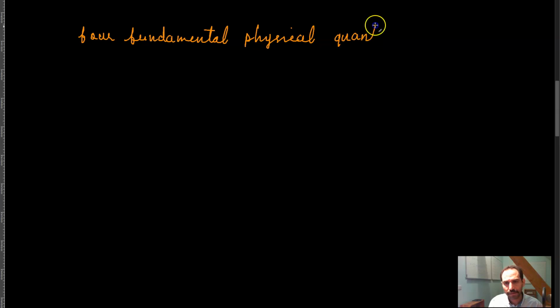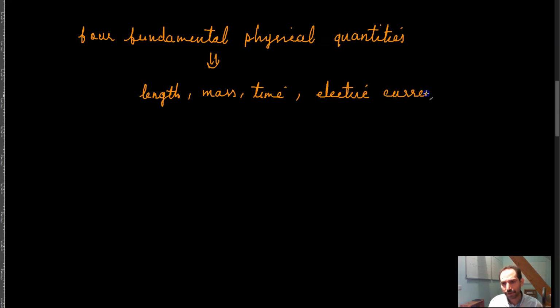So that means that if you understand 4 fundamental physical quantities, which are length, mass, time, and electric current, then all the other physical quantities can be expressed in terms of these.